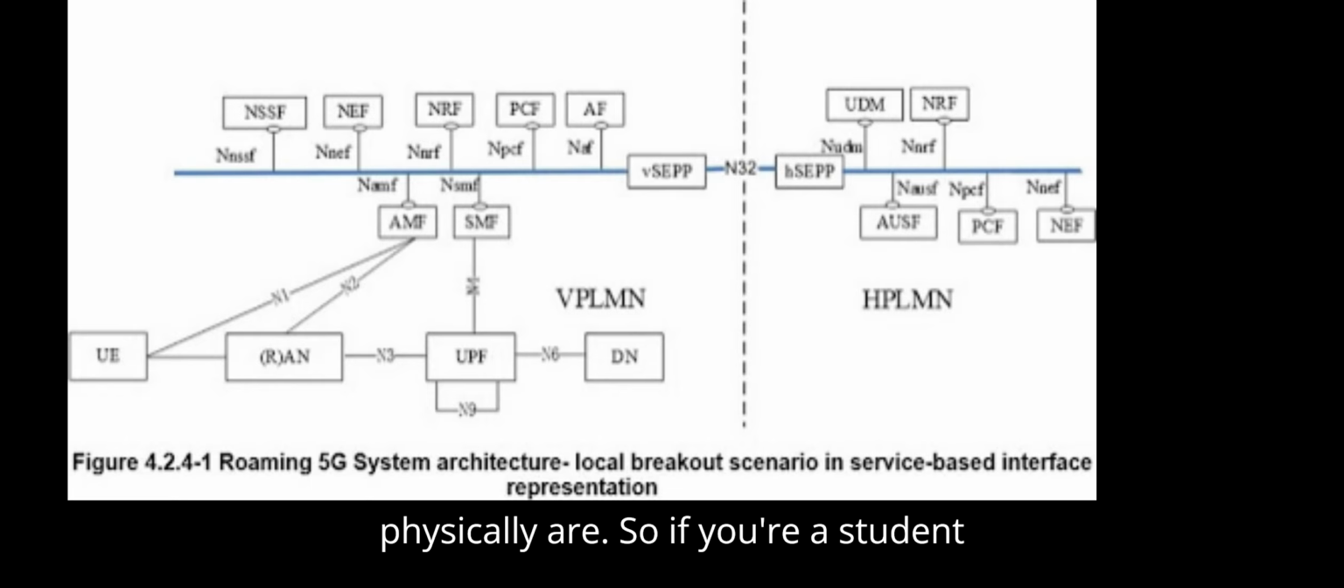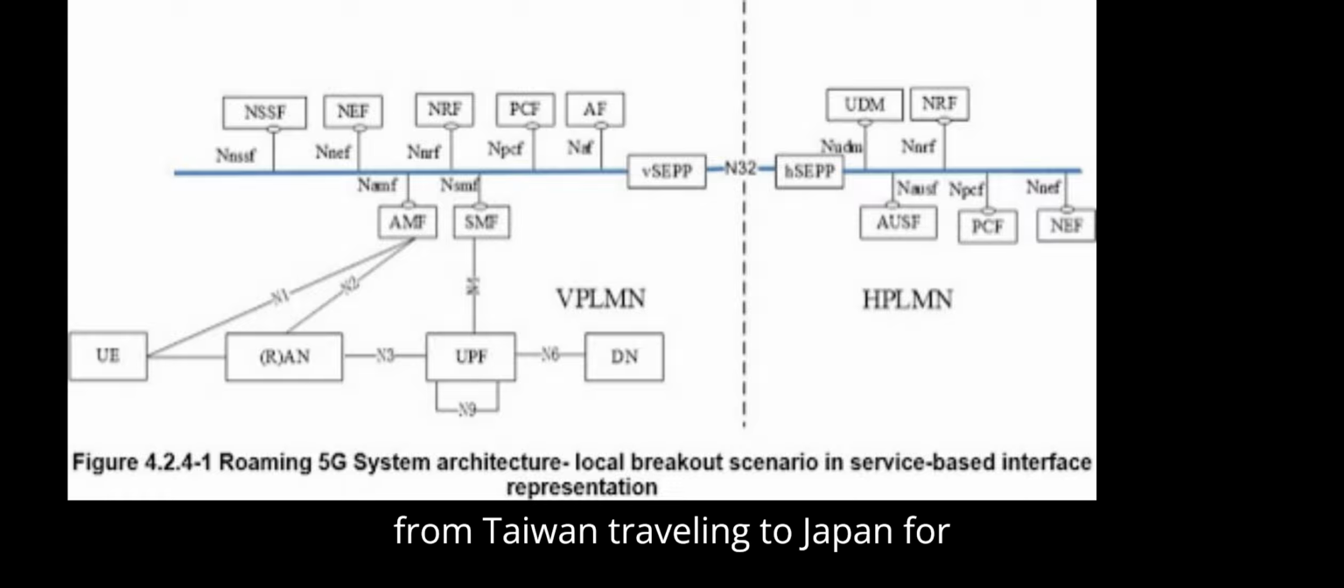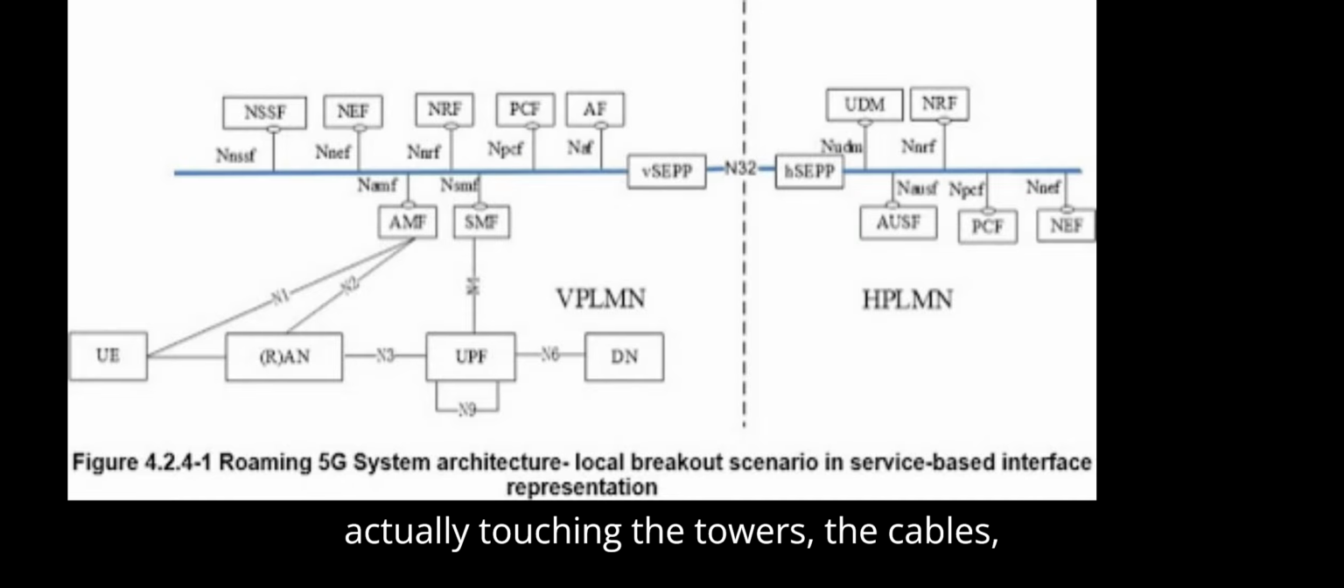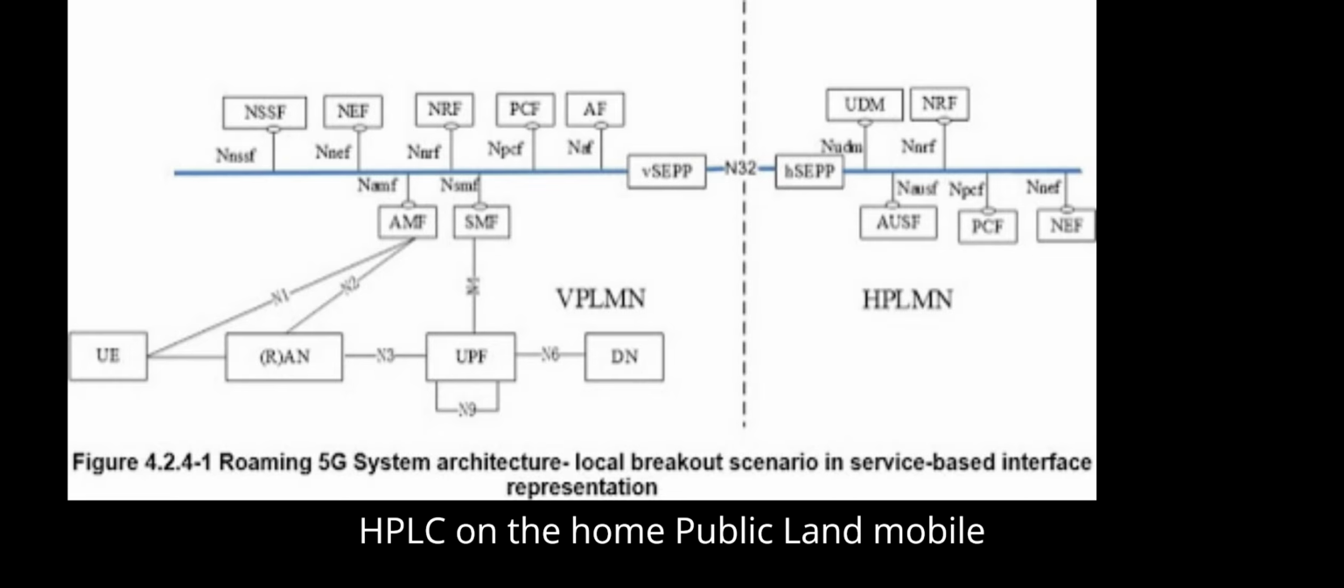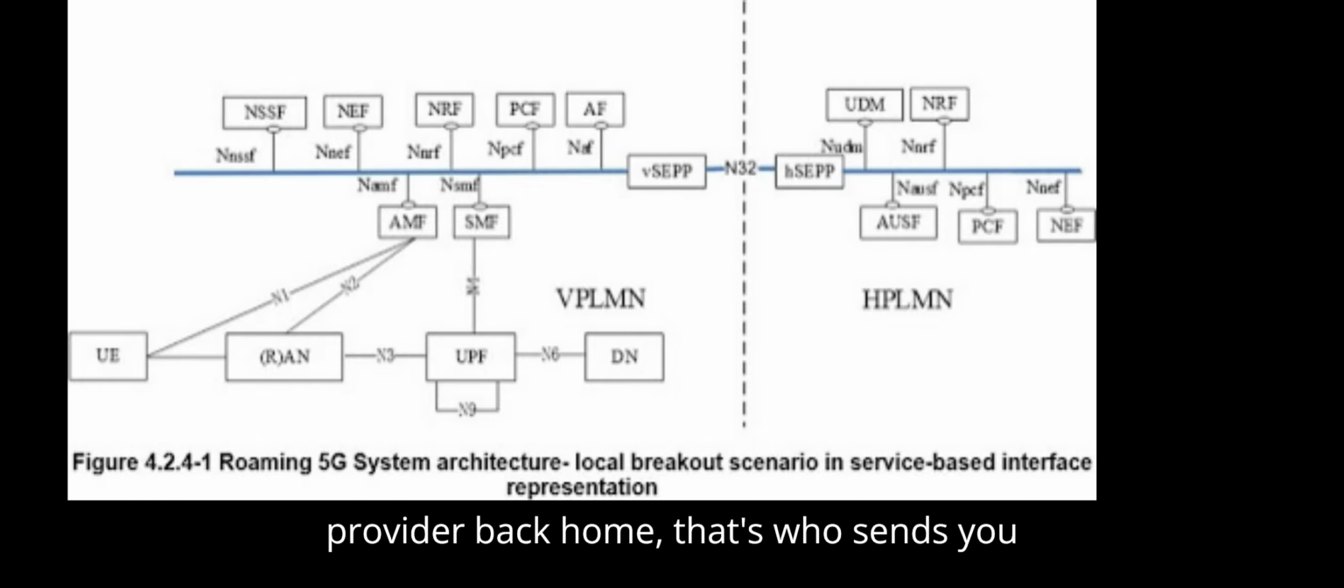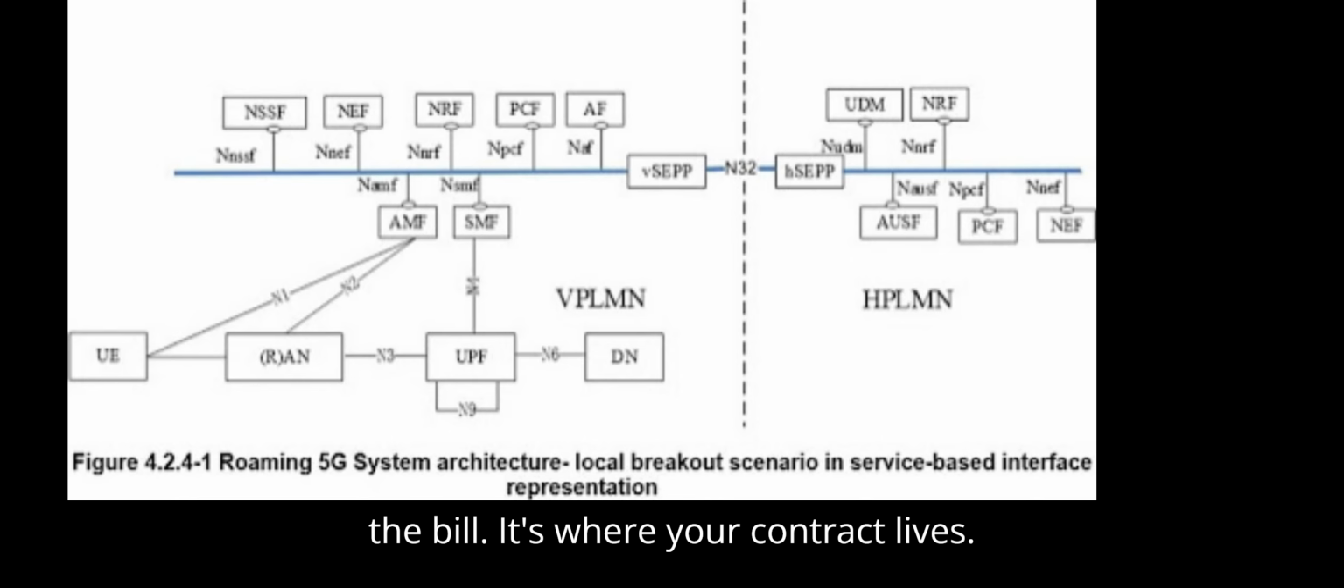So if you're a student from Taiwan traveling to Japan for vacation, the left side of that diagram is Japan. It's the network your phone is actually touching, the towers, the cables, the hardware in Tokyo. And on the right side of that dotted line, we have the HPLMN, the Home Public Land Mobile Network. Right. That's your service provider back home. That's who sends you the bill. It's where your contract lives.